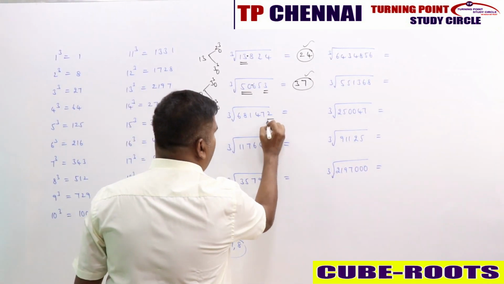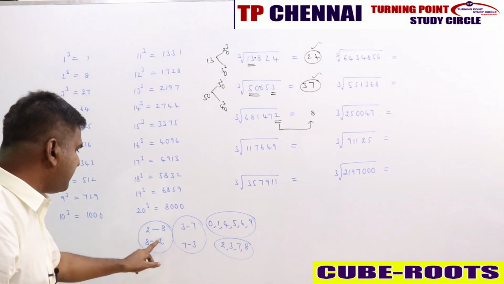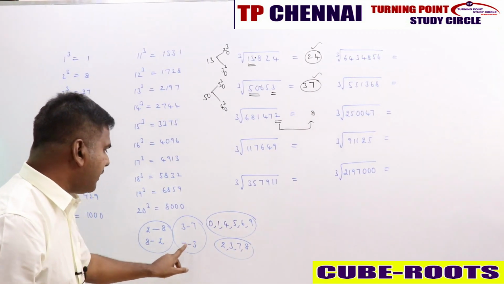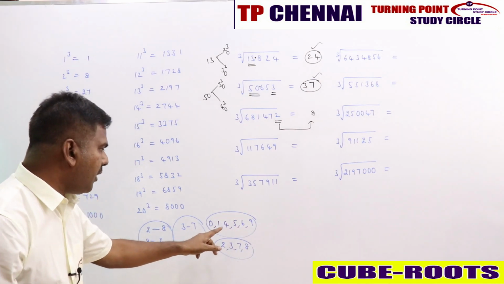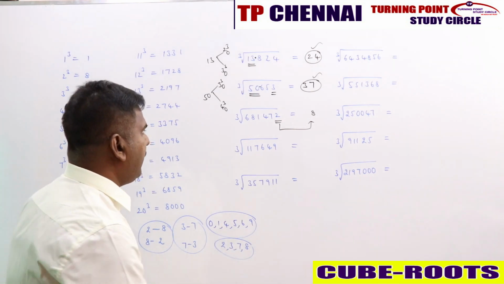Ending with a 2 means the cube root will be ending with 8. Right? For 2 it is 8, for 8 it is 2, for 3 it is 7, for 7 it is 3. For all others, 0, 1, 4, 5, 6, 9, the cube root will be ending with the same 0, 1, 4, 5, 6, 9 respectively. So 8.